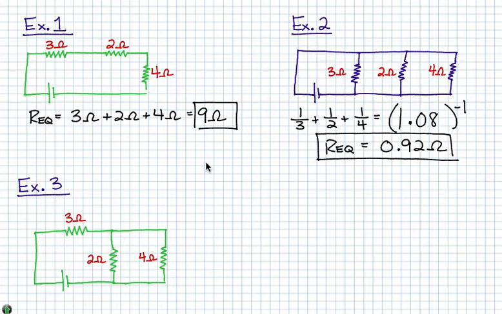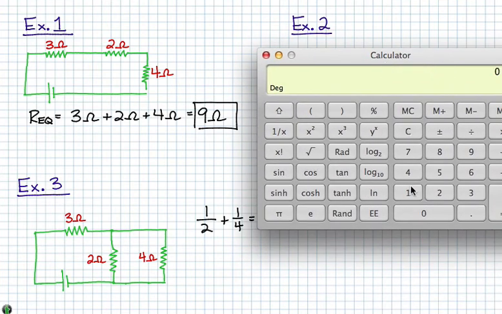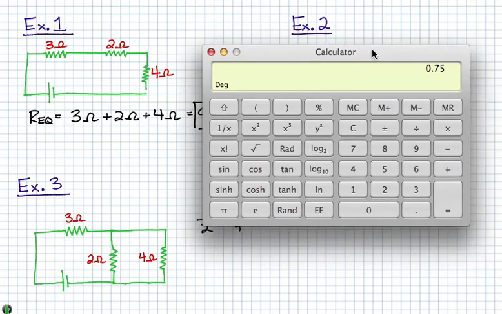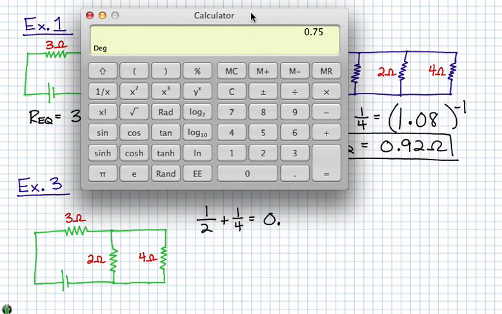So the first thing we need to do, if I want to combine my 4 and my 2 ohm resistor, is, since they are in parallel, add the reciprocals, 1/2 plus 1/4. I wind up with 0.75. What I must do to that number now, since it's in parallel, is raise that to the -1. So if I raise that to the -1, what I wind up with is 1.33. So my equivalent resistance is 1.33 ohms.